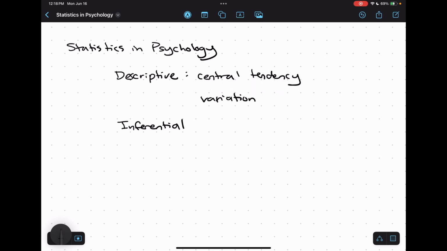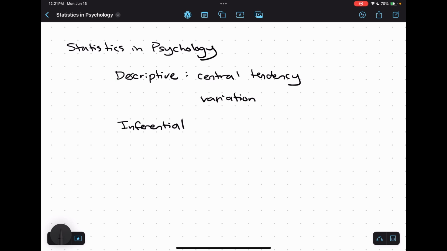What does that mean? Central tendency incorporates things like mean, median, mode. Mean is when you take the sum of all the values divided by the number of values. Median is the exact midpoint of the full range of values in a set. And then you also have mode, which is the most commonly occurring value in the set. And then we also have range, which refers to the difference between the lowest and highest values.